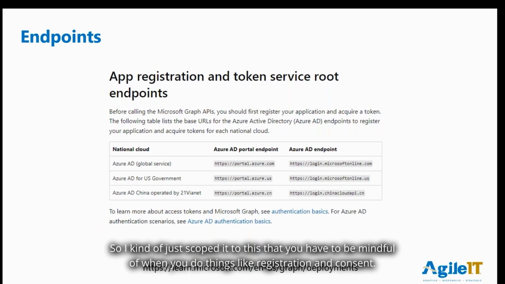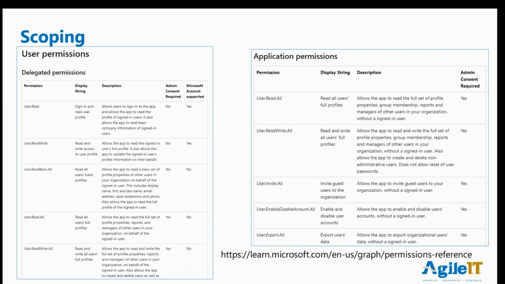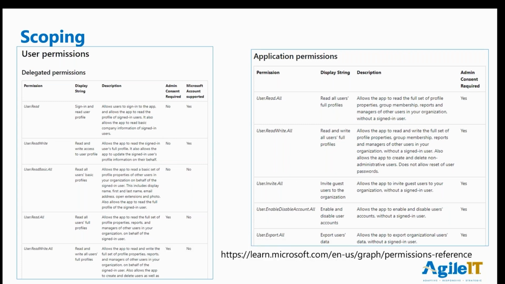That's what you have to be mindful of when you do things like registration and consent. One thing to make note of is when you have an application, and I'll talk a little bit about this in terms of doing the registration part of it, there are really 2 categories of scope: delegated and application permission. So when we create an app registration, when we say we're building a new application, my application is going to need to be able to do things.